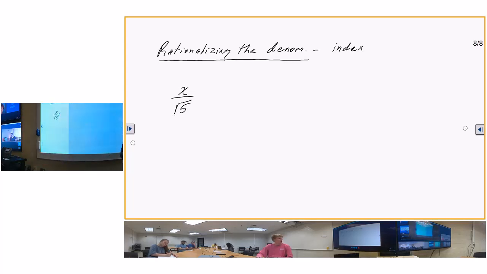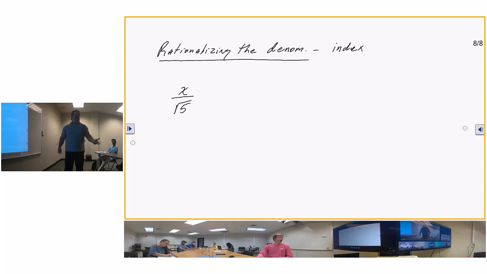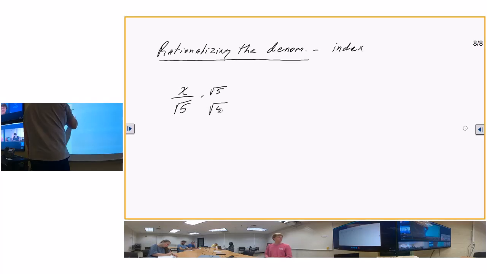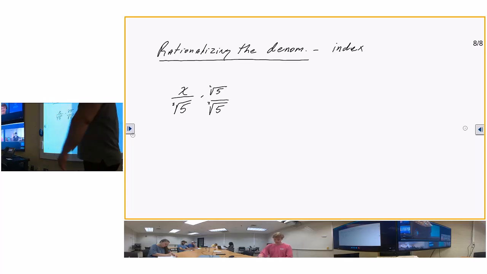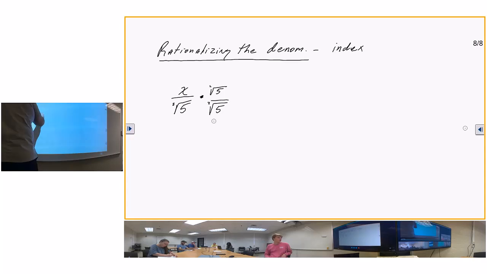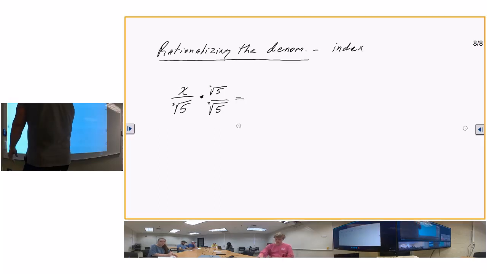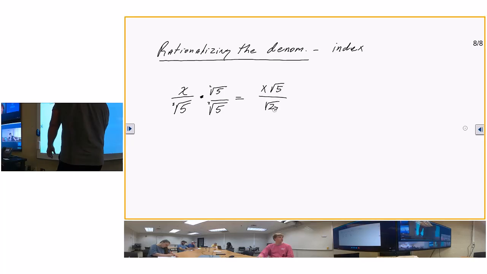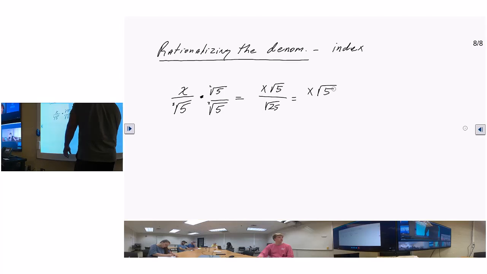X over the square root of 5, what am I going to multiply by? The square root of 5 over the square root of 5. Because our index is a 2. And we all know that the square root of 25 is 5, so that's what we're trying to get. We're trying to get the square root of 25 on the bottom. Now, I do realize that this is an elementary problem, but I'm trying to build up to what you really need to know. So here we've got x times the square root of 5 over the square root of 25, which is equal to x square root of 5 over 5.